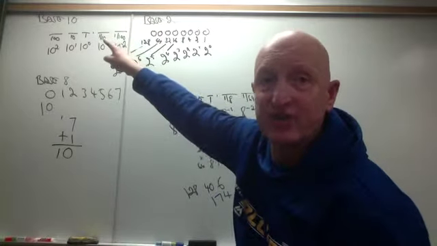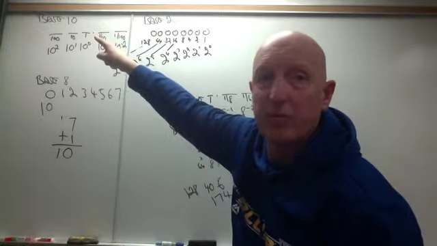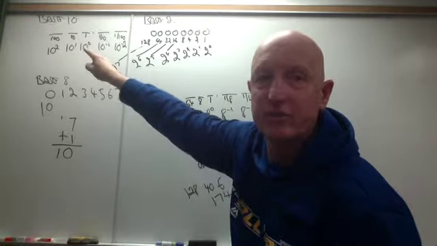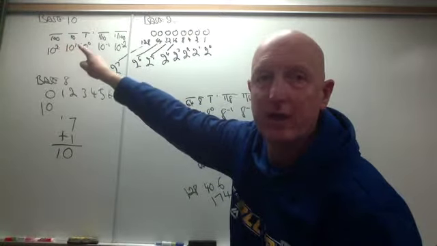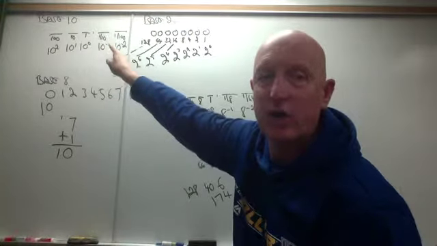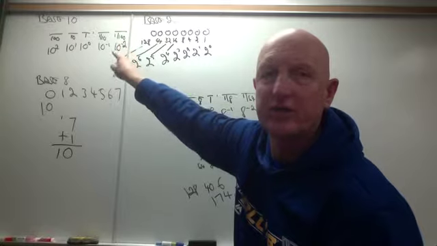Up here I have base 10. I have a decimal point there, and it goes 1, 10, 100. Why? 10 to the 0, 10 to the first, 10 squared. Then on this side of the decimal point I have 1/10, or 10 to the negative 1, and 1 over 100, 10 to the negative 2.